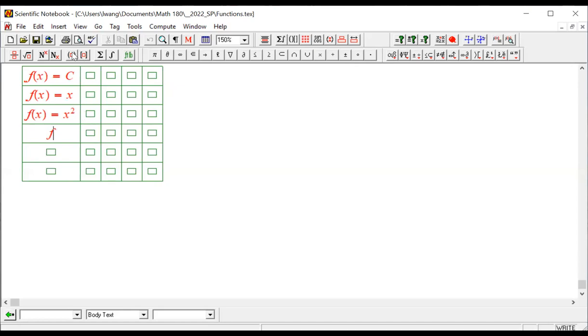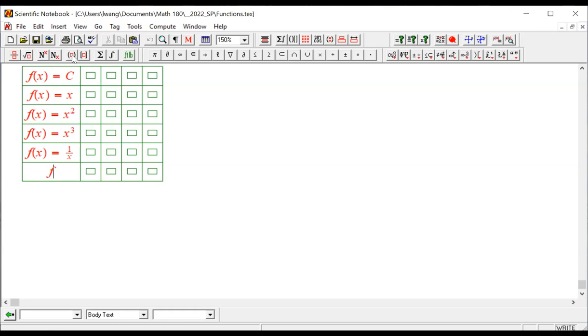And f of x equals, let's see, what is this? x to the power 3, right? And then we covered the other function, f of x equals the reciprocal of x. We haven't done the absolute value function of x, okay? We're gonna do that after the summary.